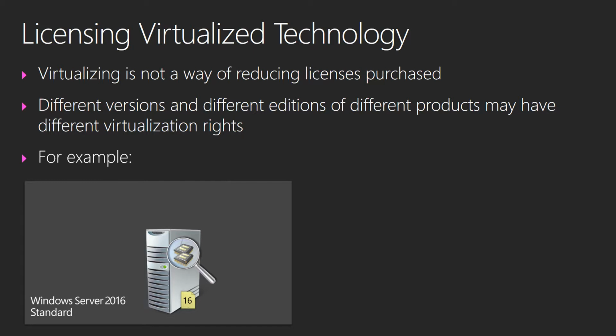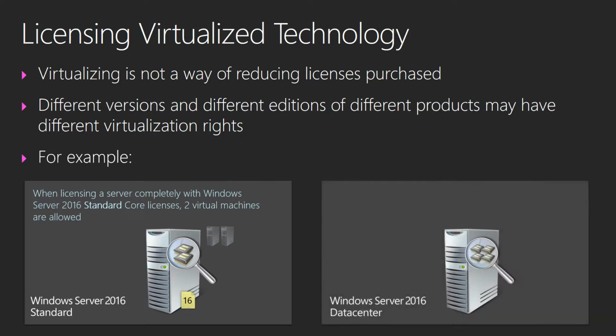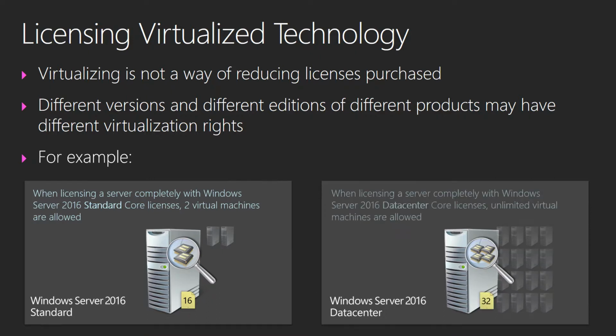But if these licenses are standard edition, the rule is that 2 virtual machines are allowed per licensed server, and I've depicted that here with these little tiny transparent servers. For the data center edition, once the physical machine has been licensed, and here I'm going to need 32 core licenses, then unlimited virtual machines are allowed. And that's one of the key differences between the 2 editions of Windows Server 2016, the virtualization rights.